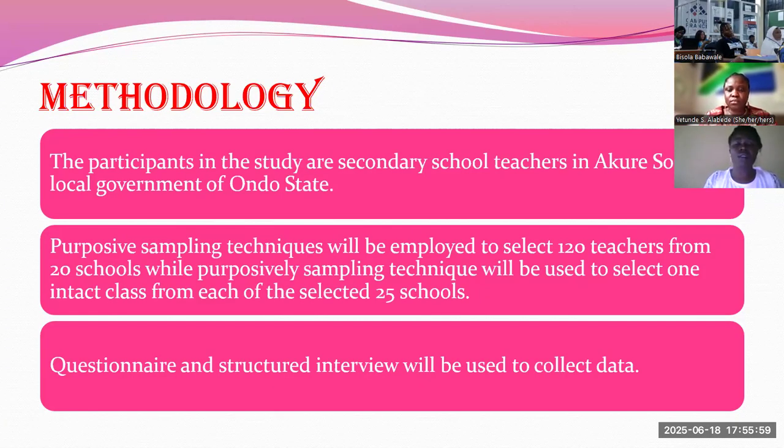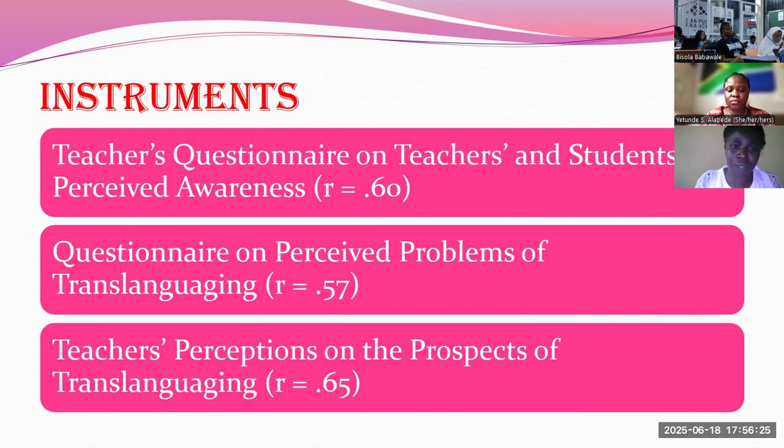And purposive sampling technique also will be used to select one intact class from SS2, from senior secondary school students. Then the research instruments that was used, or that is still being used, to collect data in this study are three. We have two questionnaires and one structured interview.